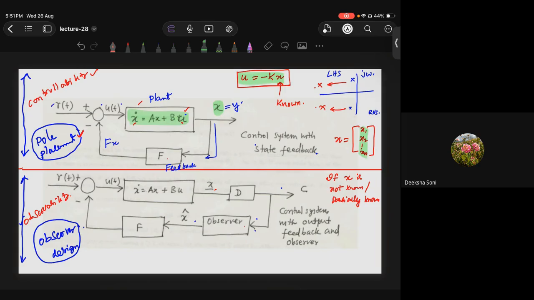So what this lower part will do is, first it will ask the question: can we observe, or can we estimate, or can we find the state vector?